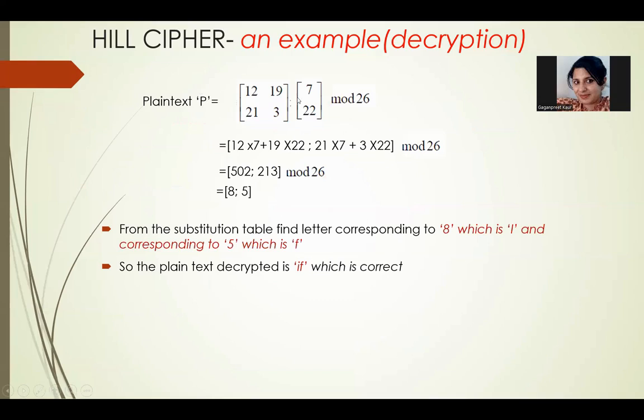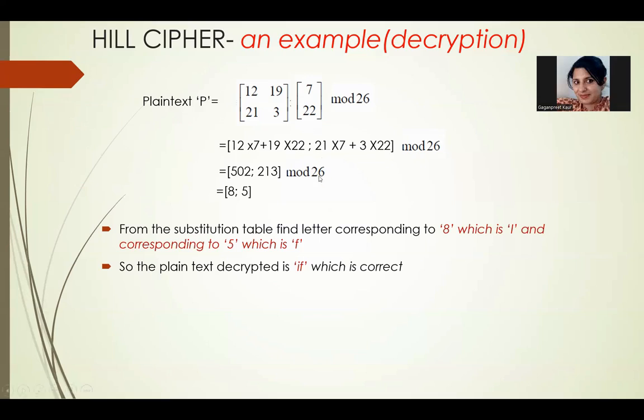So let's generate my plain text. Now it is simply reduced to matrix multiplication. The same way I proceeded in the encryption, I'll do the multiplication. So it is 12 into 7 plus 19 into 22, then 21 into 7 plus 3 into 22. So this gives me two values, 502 and 230, big numbers, but no worries. We are going to take the mod 26 of that.